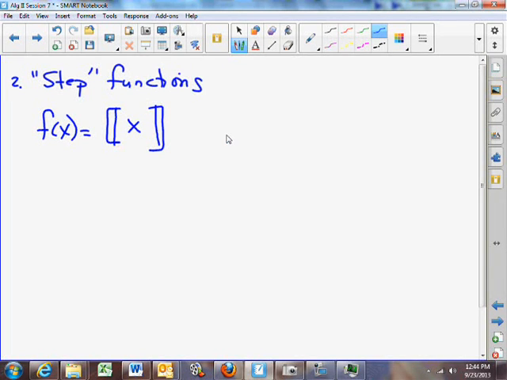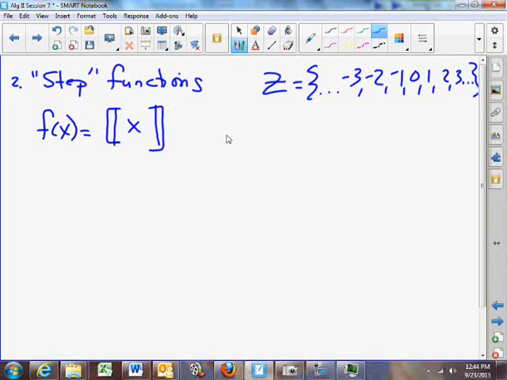Now, there's a couple of things that you have to know to be able to understand these functions. The first thing is what an integer is. Now remember, integers, and we use the capital Z to stand for integers, are the set -3, -2, -1, 0, 1, 2, 3, and so on. Integers are any number, positive or negative, that has no fractional or decimal part.